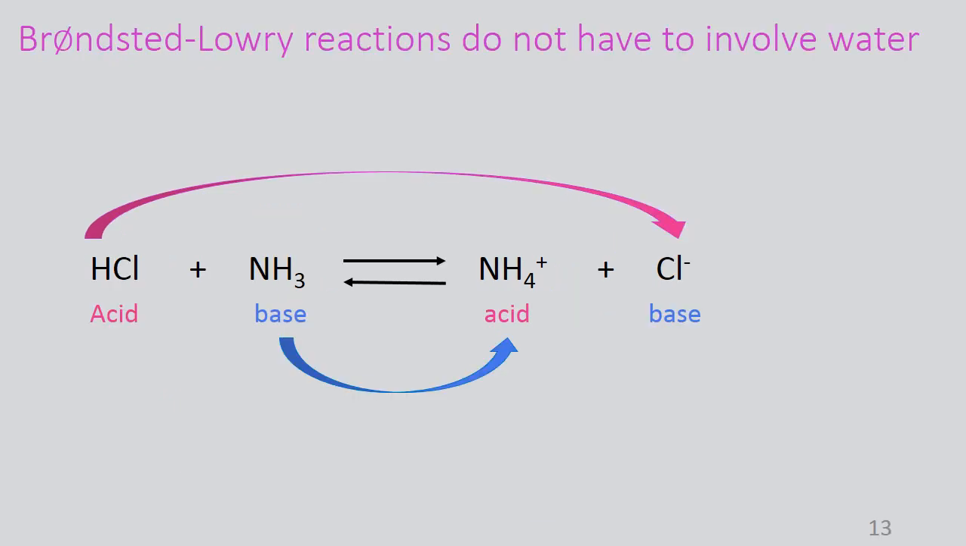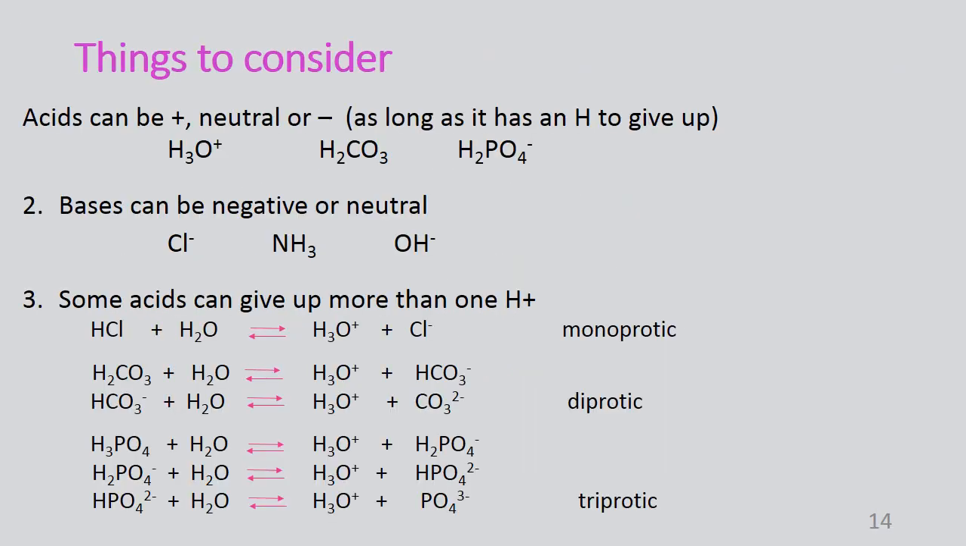All right, and the nice thing about the Bronsted-Lowry reactions is that they don't have to involve water. So you don't have to always be looking for water. So in this case, HCl becomes Cl negative, so clearly HCl is the acid, Cl negative is the base, and then NH3 is the base, and NH4+ is the acid. So in this case, HCl has donated an H+ to NH3 to get those products.